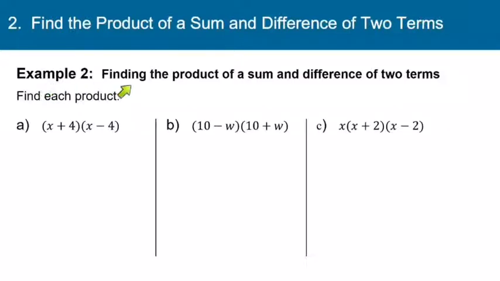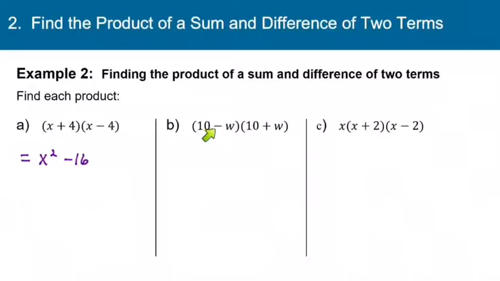So here in example 2, let's practice finding the product of a sum and difference of two terms using our new shortcut. So here I have x plus 4 times x minus 4. Notice that it does fit the pattern of being a sum and difference of the same two terms. So I can say first times first is x squared. I know in advance that the middle terms will add up to 0. And last times last is going to be negative 16.